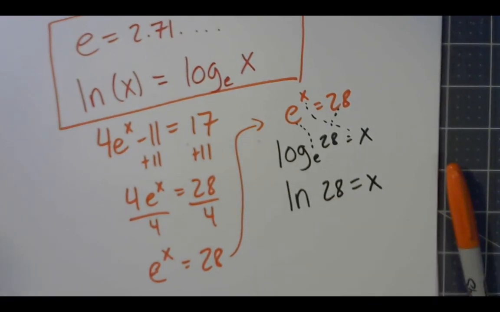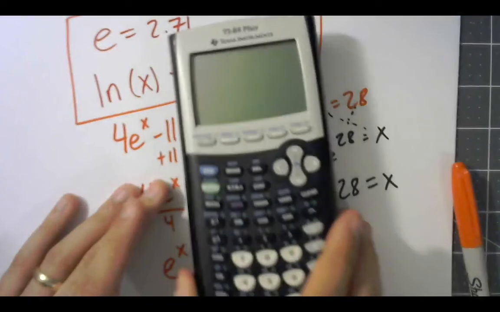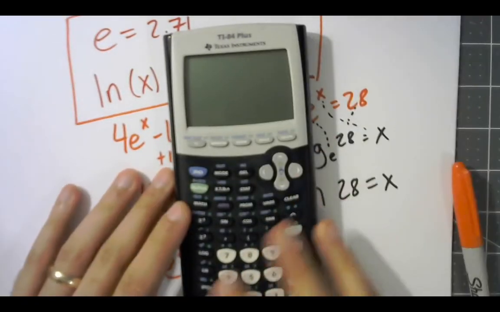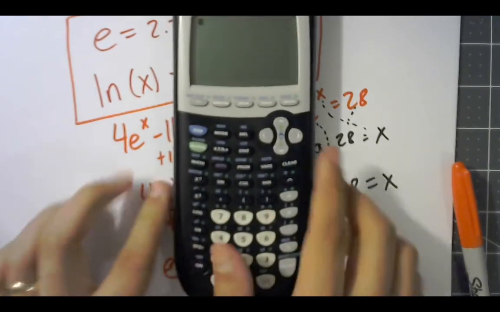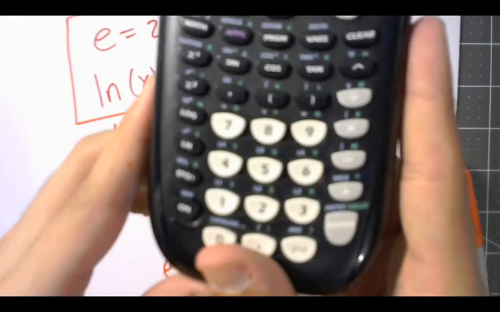You can actually just put this in your calculator. Where that is, you come here, down this side, you have an ln button.